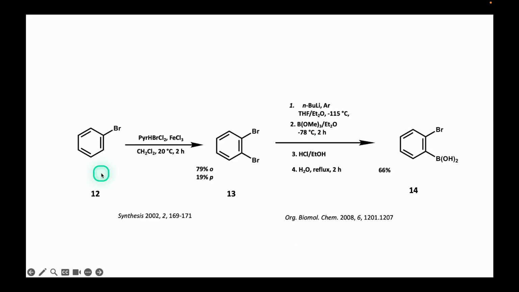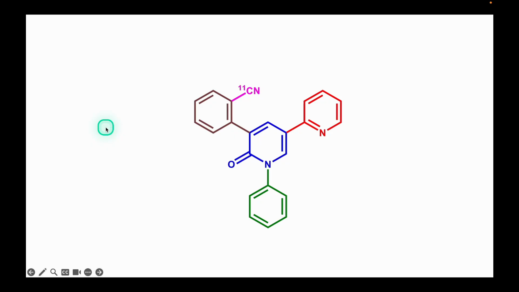Preparation of 2-bromophenylboronic acid. The regioselective bromination of bromobenzene 12 with the reagents shown produces ortho-dibromobenzene 13. The bromine-lithium exchange between dibromobenzene 13 and N-butyllithium, followed by a reaction with trimethyl borate and subsequent acid hydrolysis, yields bromoboronic acid 14.